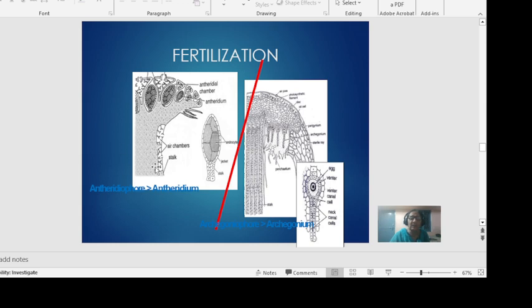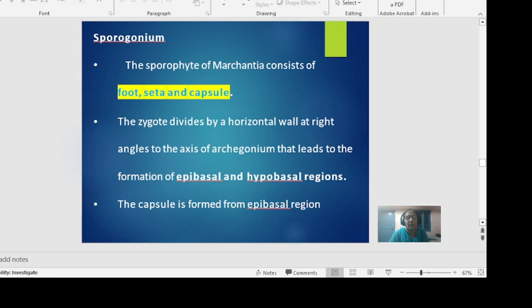So for fertilization, once they mature, the antherozoids metamorphose and develop into biflagellated zoospores. They swim with the water and fall onto the archegonial cells, where they enter through the neck canal cells, and inside the venter is present the egg, where the sperm fuses with the egg and forms the zygote. This zygote later will divide and form the sporophytic body, the plant body, which we call the sporogonium.